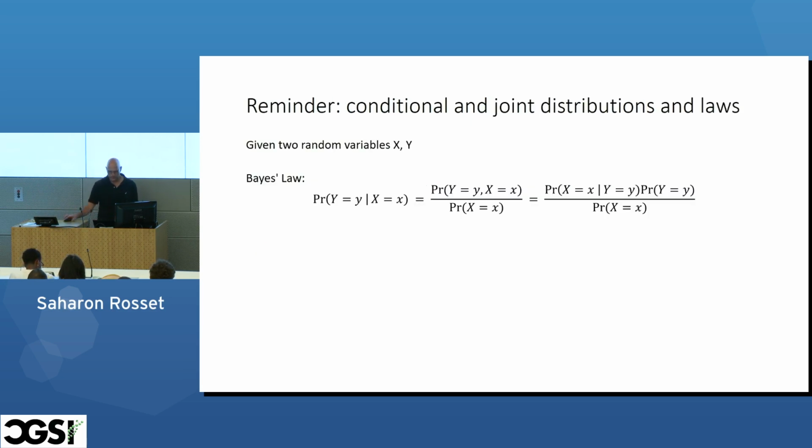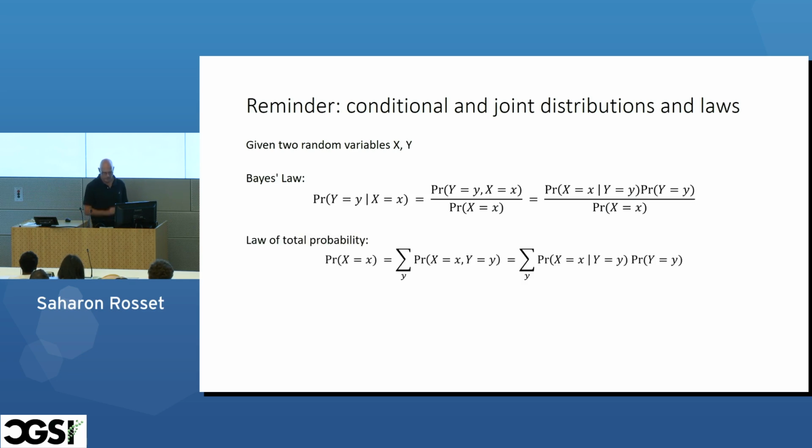Okay. So just a quick reminder of things we all know. Bayes' law basically says that if I want to know something about the conditional distribution one way, I can base it on the conditional distribution of y given x. I can base it on the conditional distribution of x given y with these adjustment factors of the marginal distributions, just applying the definition of conditional probability twice.